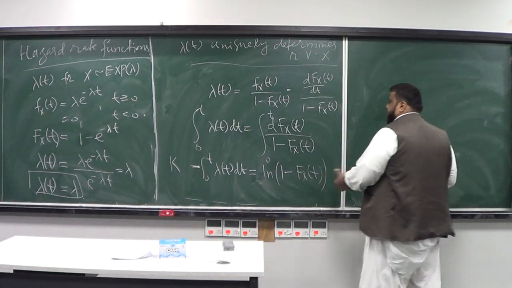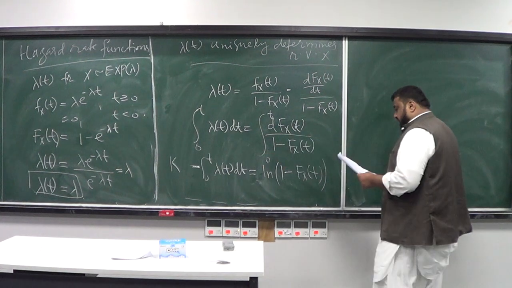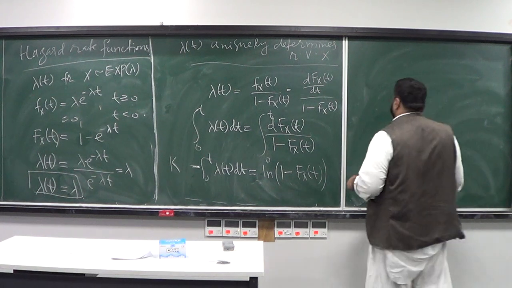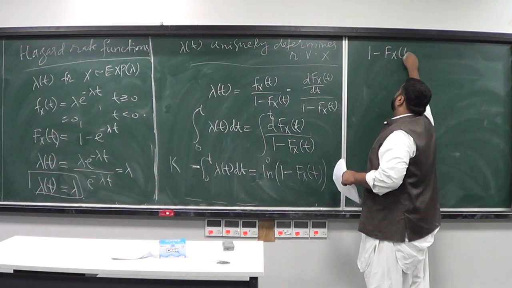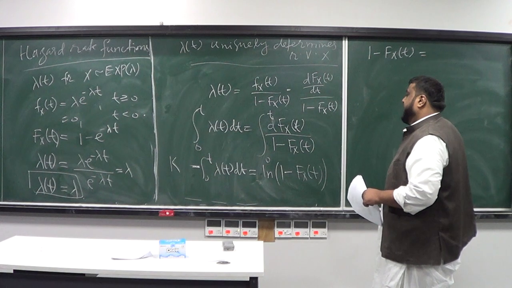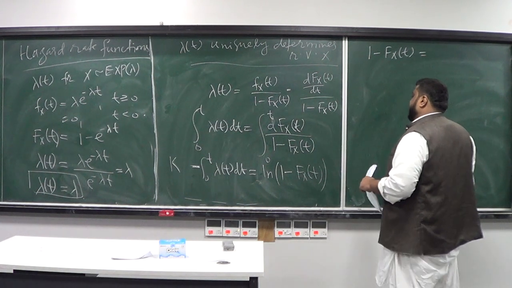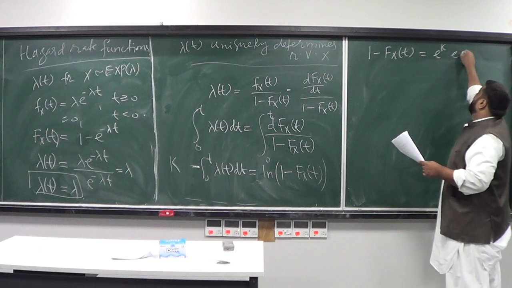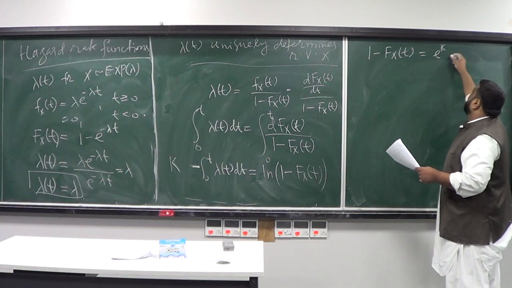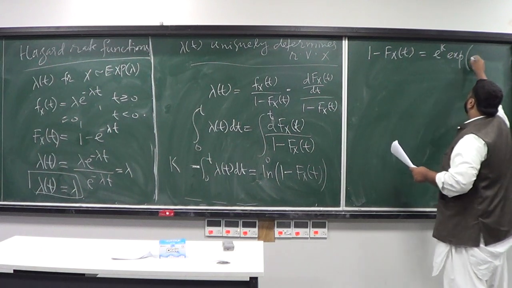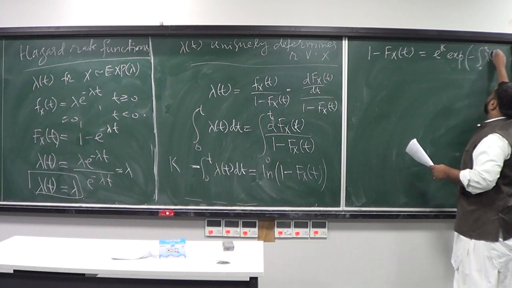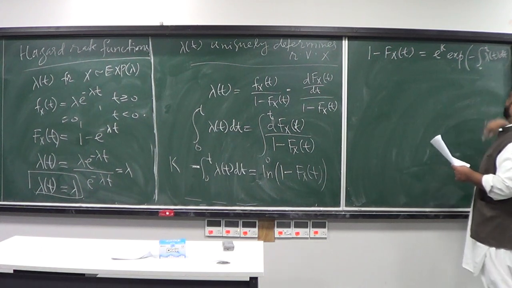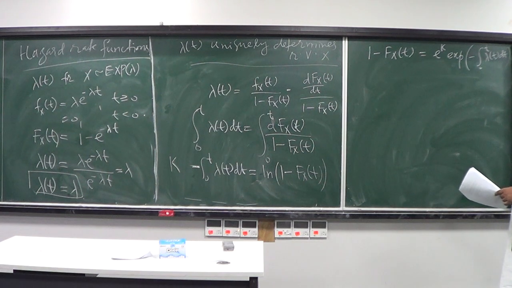So I can find this Fx of t by taking the exponential of the log. So 1 minus Fx of t is going to be e to the k, times the exponential of minus the integral from 0 to t of lambda of t dt. I can use a different variable here, it doesn't matter. So this is what it is going to be.